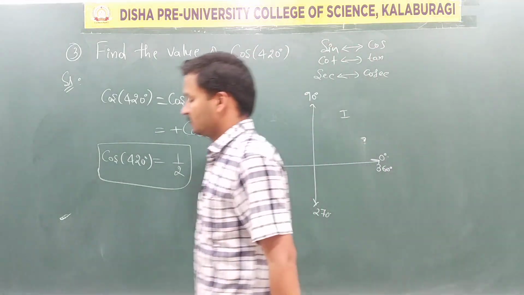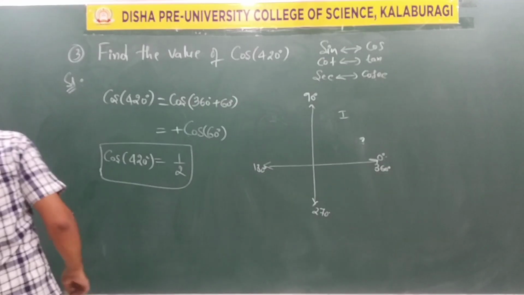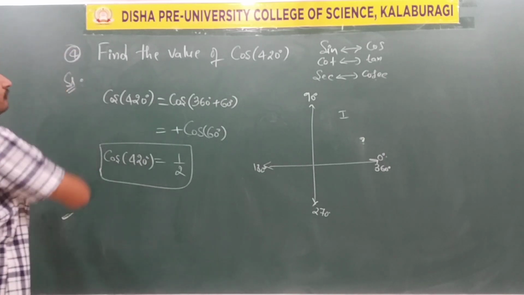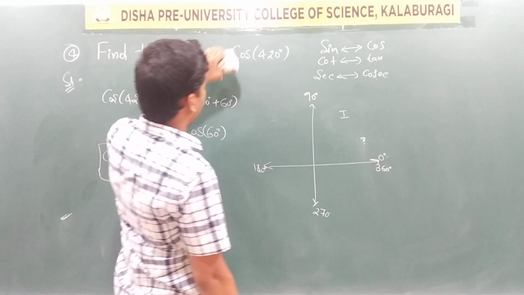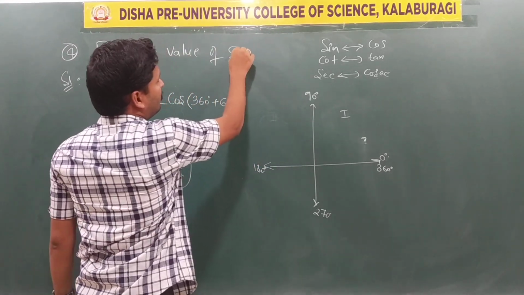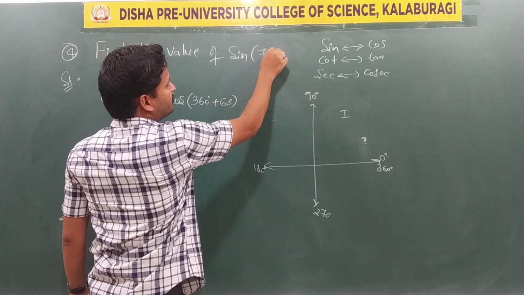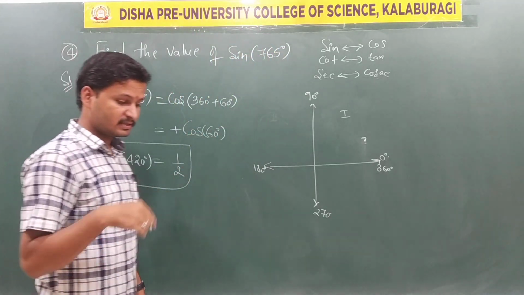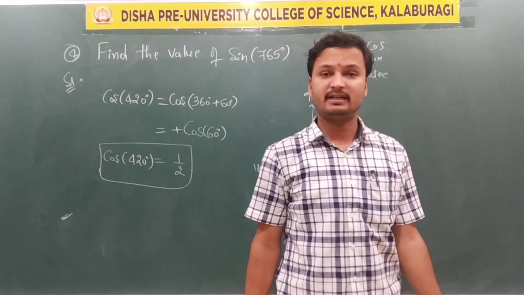Okay, yes. Then next problem, fourth one. Find the value of sine of 765 degree. Find the value of sine of 765 degree.